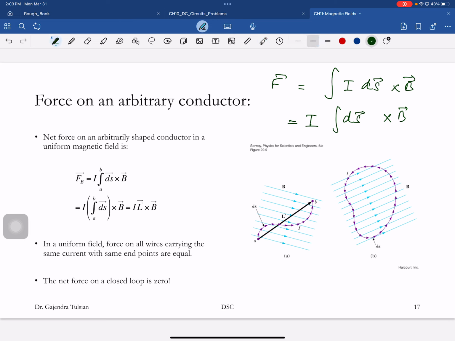So what we are saying is the force in a uniform magnetic field, this is true only in a uniform magnetic field. In a uniform magnetic field, the force on this wire is the same as the force on this wire, as long as they're carrying the same current, is the force the same as the force on this wire, and so on. So that means path independent? Very good. It's shape independent, as long as they have the same endpoints. In a uniform magnetic field.